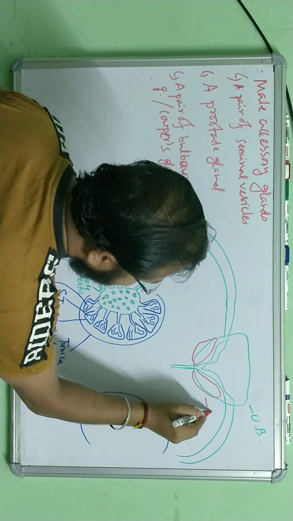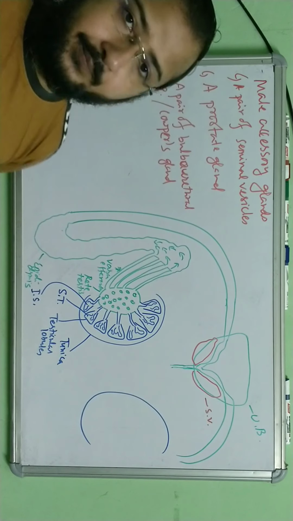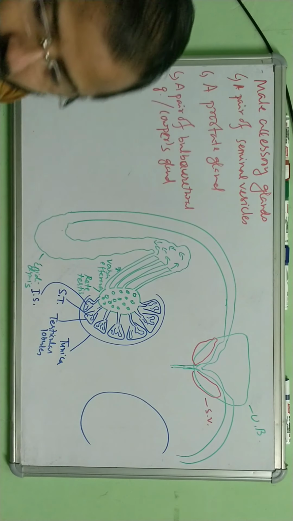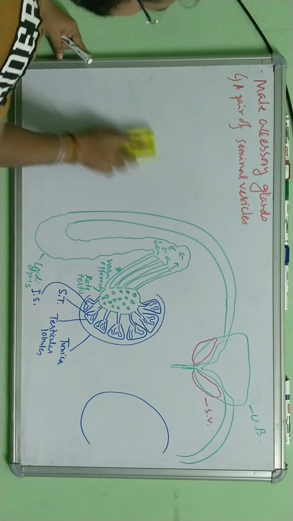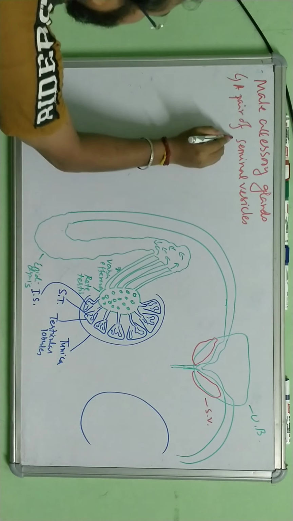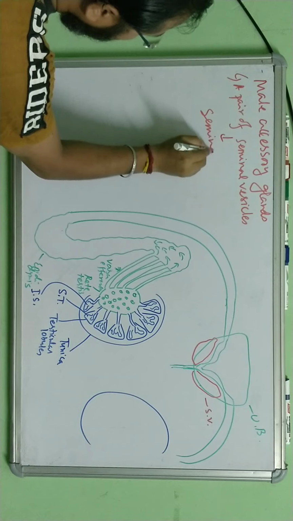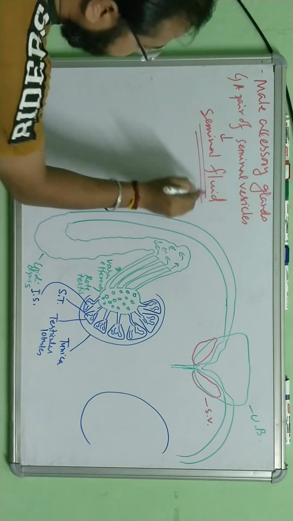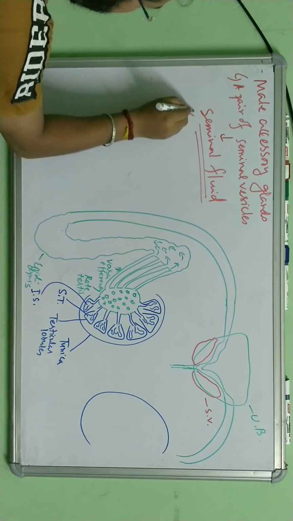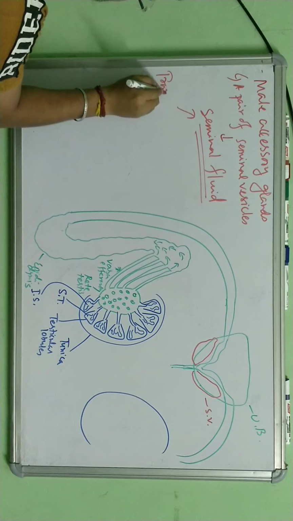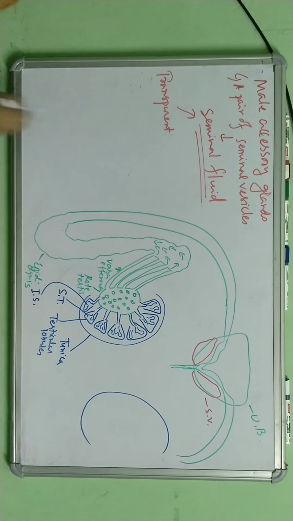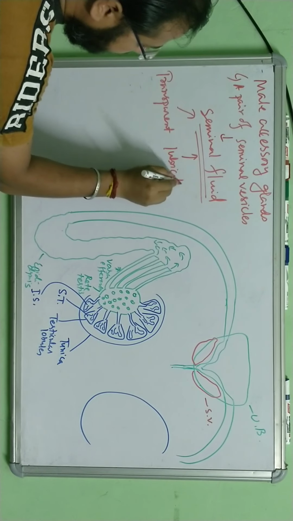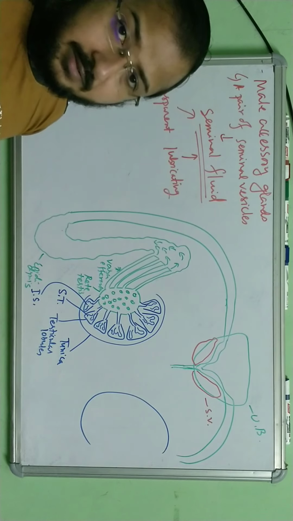This is the seminal vesicles, a pair of seminal vesicles. Now let's talk about these a little bit. The seminal vesicles secrete seminal fluid. Now if I look at the nature of the fluid, how it is: number one, it is very transparent in nature. Number two, it is very lubricating in nature, because of the presence of mucus.